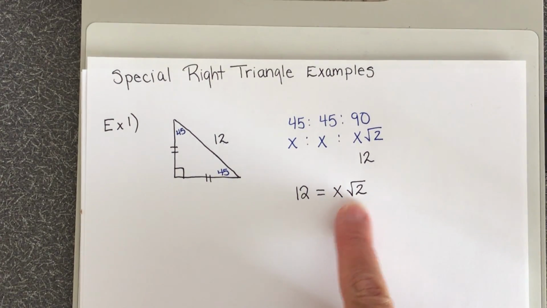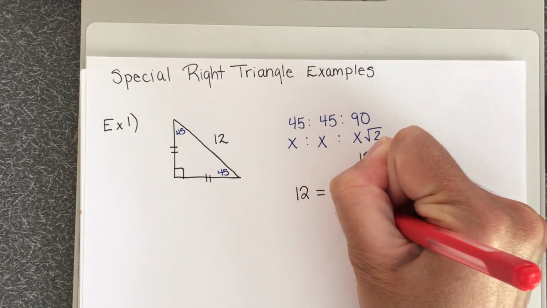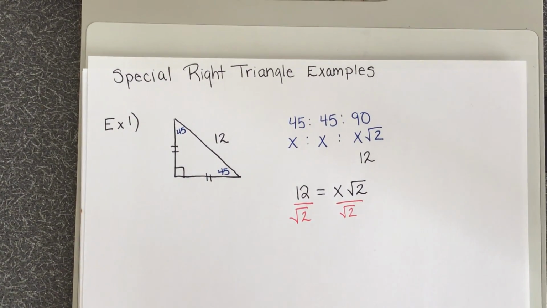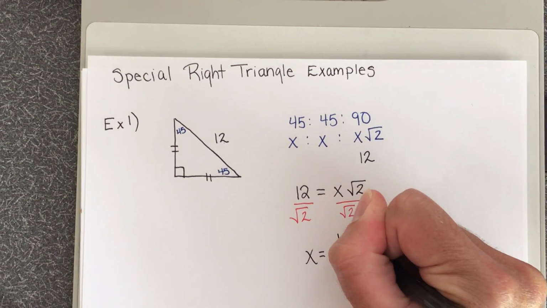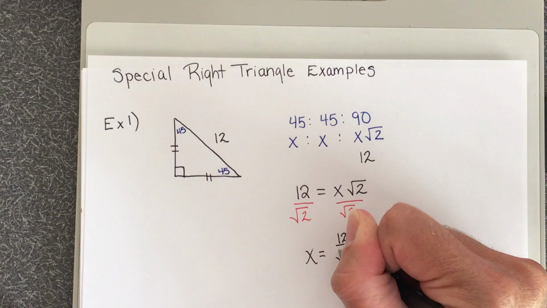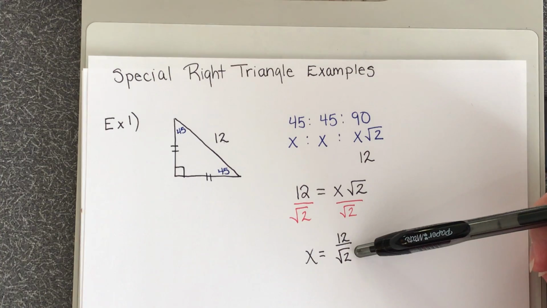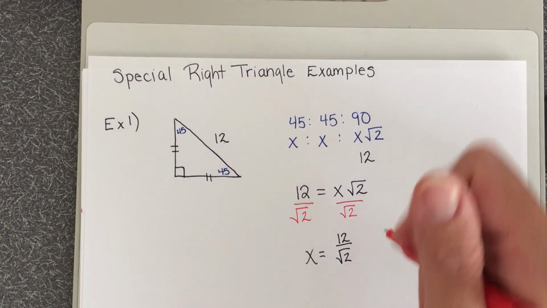So they're glued together by multiplication. To undo multiplication, we use division. So we're going to divide both sides by the square root of 2. However, if you remember, back in Unit 5, we are not allowed to have a radical in the denominator. So x is 12 over the square root of 2, but that is not considered simplified. I've got to get rid of this radical in the denominator. And so what we're going to do is rationalize the denominator.